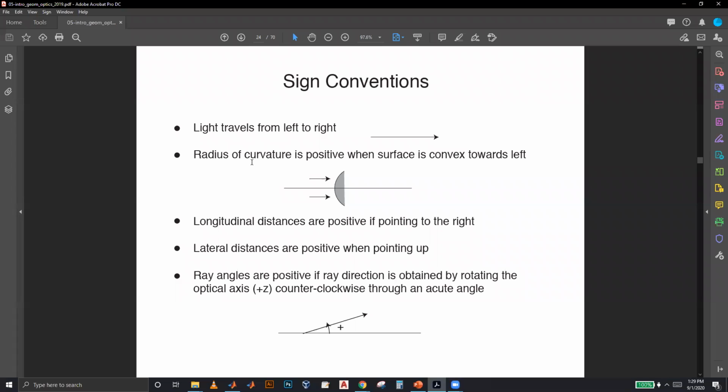Just keep these values in mind. So when you plug in the radius of curvature, if the surface is concave, like it's bent the other way, make sure you put a negative sign in front, and so on.